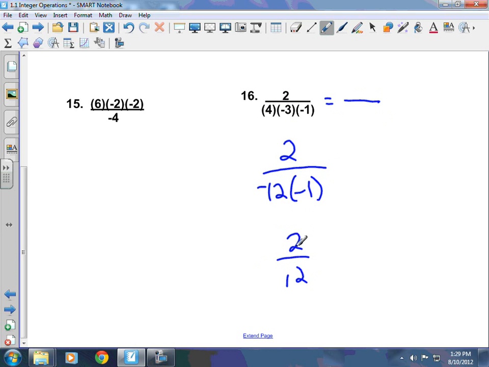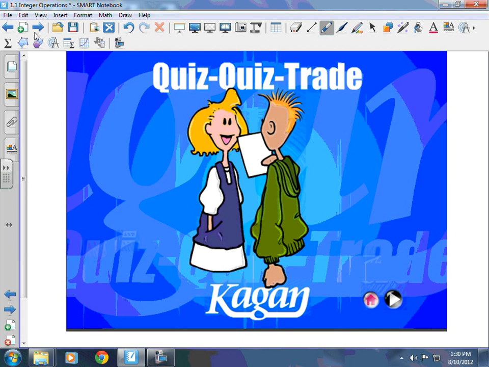What number goes into both 12 and 2 evenly? Well, the answer is 2. 2 goes into 2 one time. 2 goes into 12 6 times. So my answer is 1 over 6. Both numbers are positive, so my answer is positive.